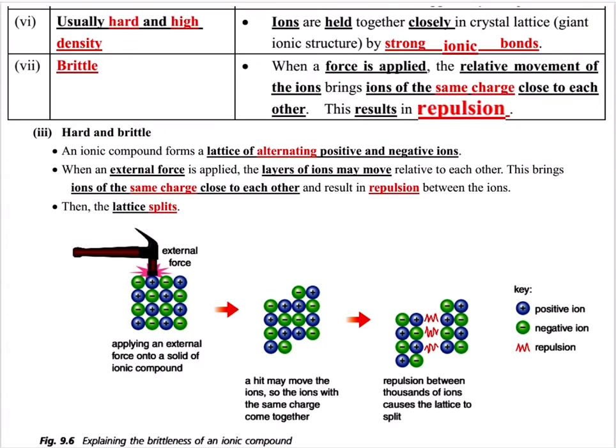Okay, then number 6, another property of ionic compounds. They are usually hard and high density. They have high density and they are usually hard. Why? Because they are held together by strong ionic bonds again.